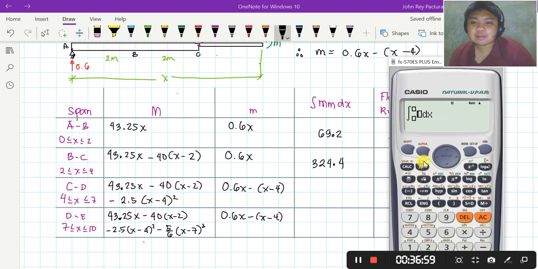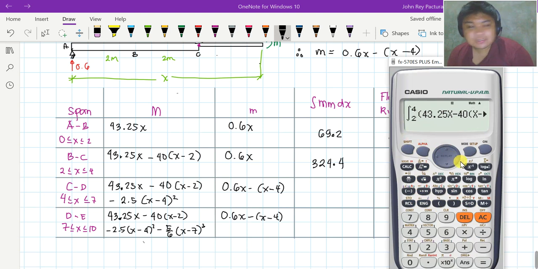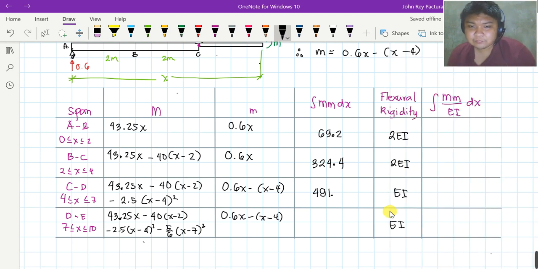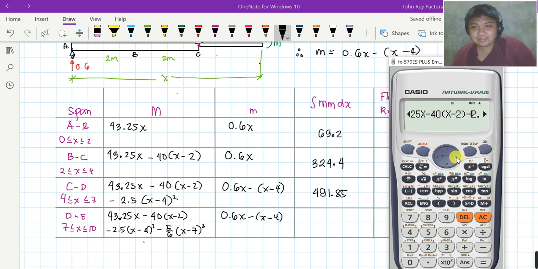Sa pangatlong row naman, ang gagawin mo lang, same din, baguhin na lang natin dito, no? Dagdag na lang tayo. Minus 2.5 ng (x minus 4) na naka-squared, tapos 0.6x minus (x minus 4), okay? So, the limit will be from 4 to 7, right? 4 to 7. Ang sagot ay 491.85. Tama ba? Yes. And lastly, for D to E, dagdagan na lang natin siya dito ng 5 over 6, no? Minus 5 over 6 ng (x minus 7) cube. Basta yung principle niya, class, ganito lang naman. Talagang practice your patience in solving problems sa structural theory. 7 tapos 10. So, that is equal to 112.5.